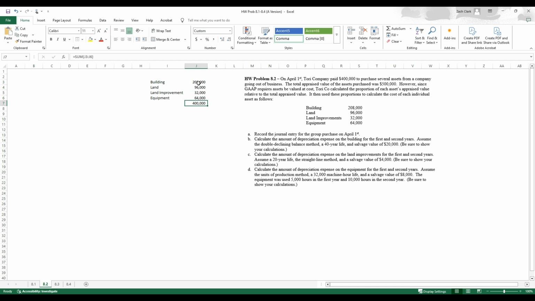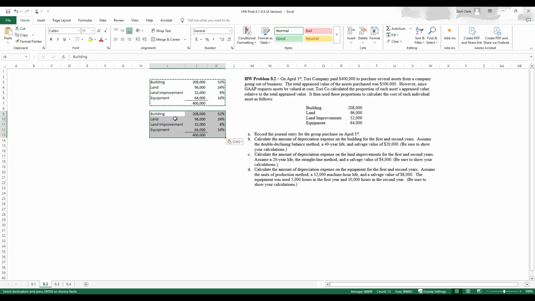So again, it was appraised at 500,000, but we only paid 400,000. But we used that appraisal, which broke down the value of the 500,000 to these different components of the purchase with the building, land improvements, and equipment. We just used the ratio of those to figure out the ratio of the 400,000. So 52% of the value was in the building, 24% in the land, 8% in the improvements, and in the equipment.